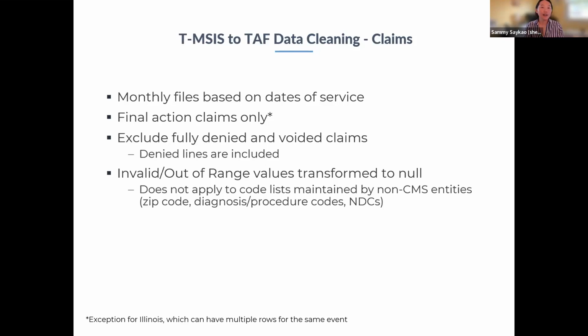resources. From TMSIS to TAF, they also fully exclude denied and voided claims. The only exception to this is if a claim as a whole is approved and paid for, and maybe there are denied lines, then those denied lines are kept within that claim. And then last but not least, they transform invalid values to null unless the code list is not maintained by CMS. So things like zip code, diagnosis procedure codes, NDC, CMS does not check if they're invalid or out of range, and they do not transform them to null in those situations.